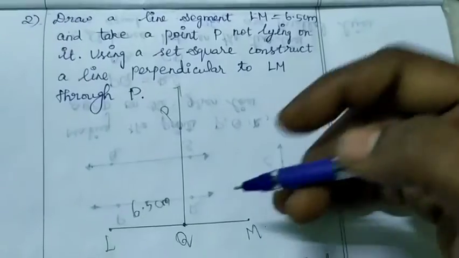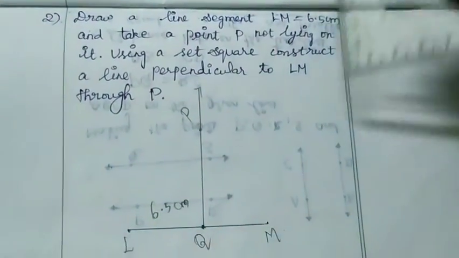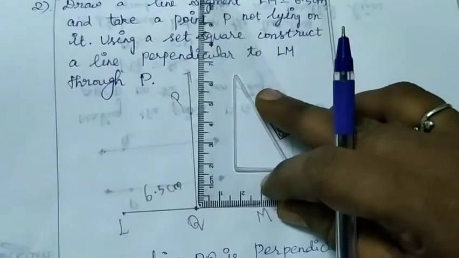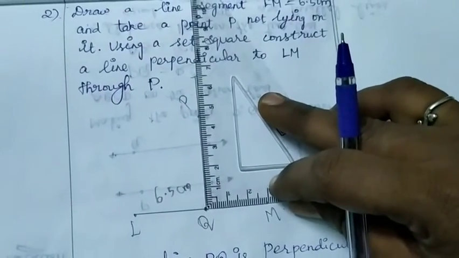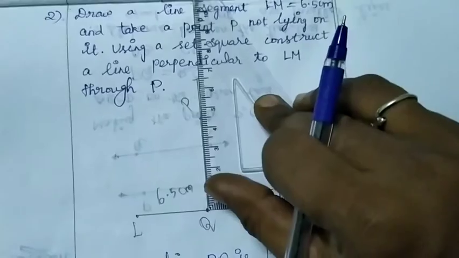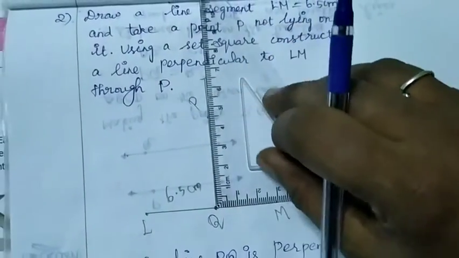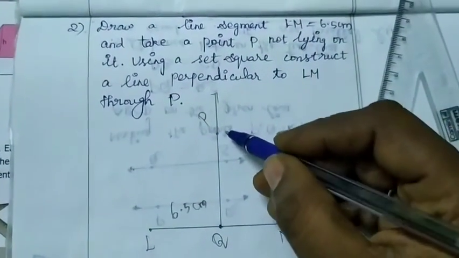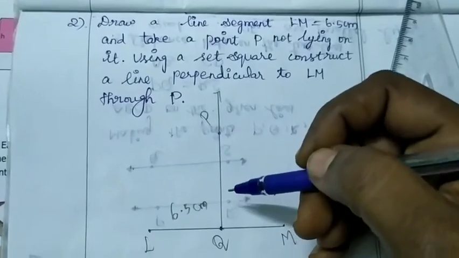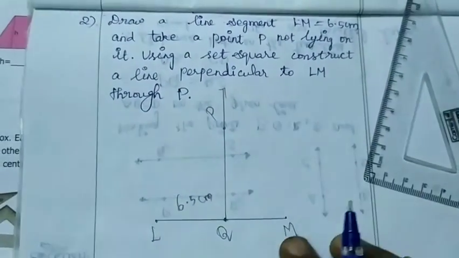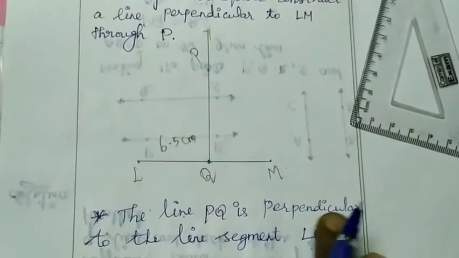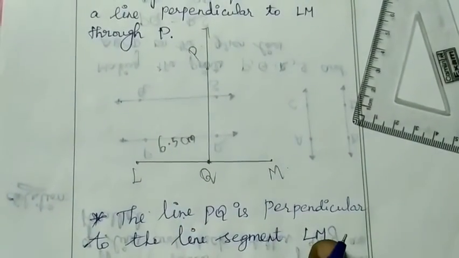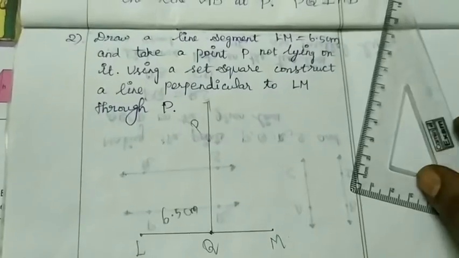Next you take the set square and keep it at the point Q. Then you draw a line from here, and this point we take as P. So PQ is the perpendicular line for LM. The line PQ is perpendicular to the line segment LM. Can you understand this question also?